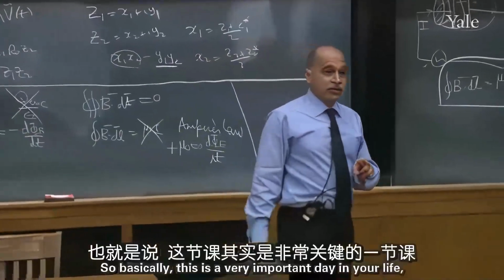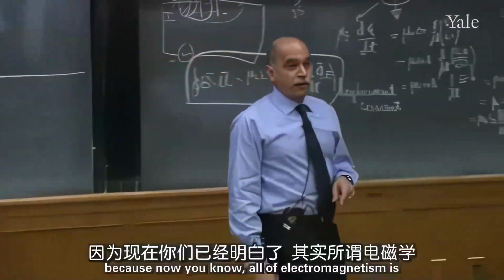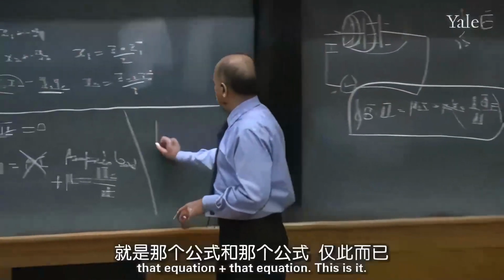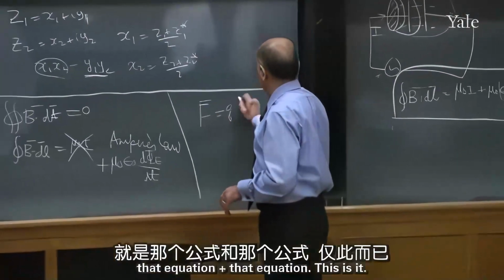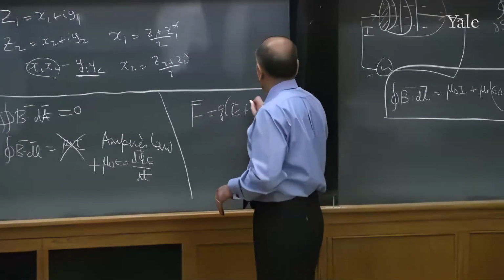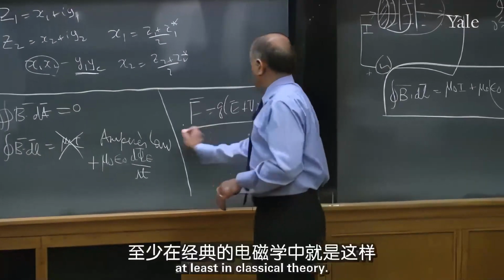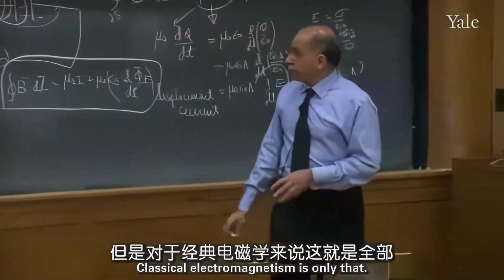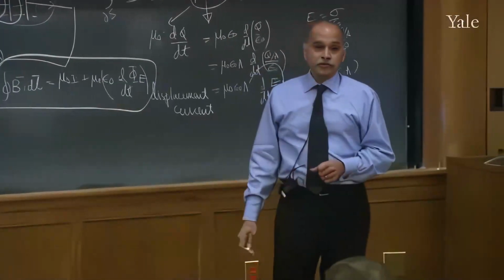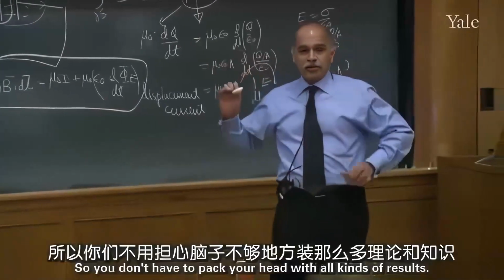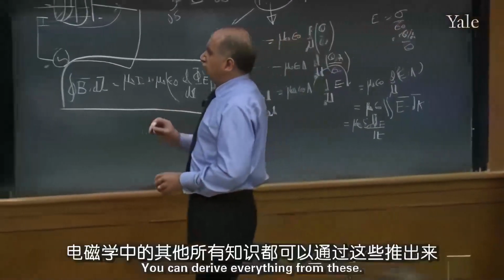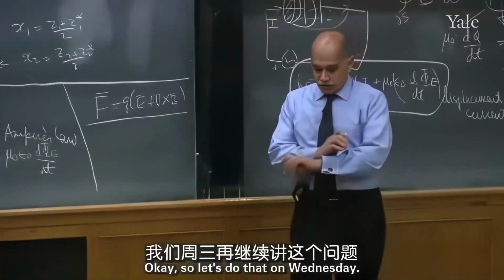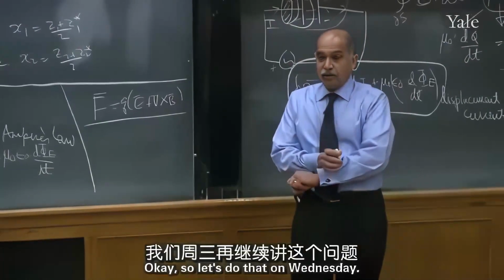So basically, this is a very important day in your life. Because now you know all of electromagnetism is that equation plus that equation. This is it. There is no more stuff any of us knows, at least in classical theory. In quantum theory, there's new stuff. Classical electromagnetism is only that. So you don't have to pack your head with all kinds of results. You can derive everything from these. Okay, so let's do that on Wednesday.